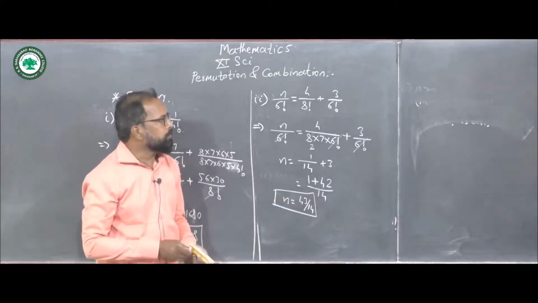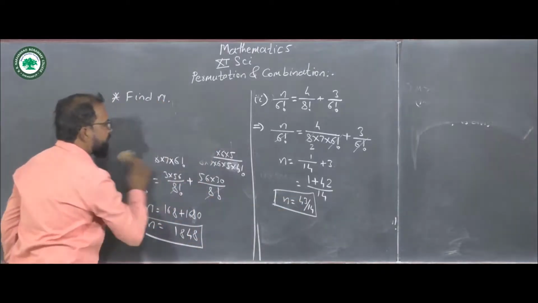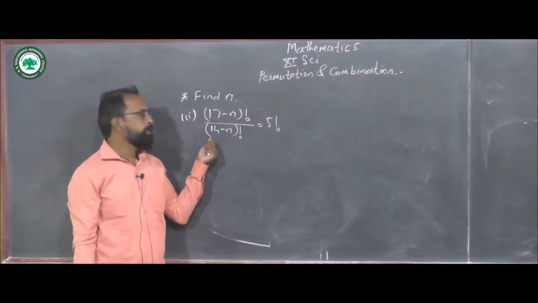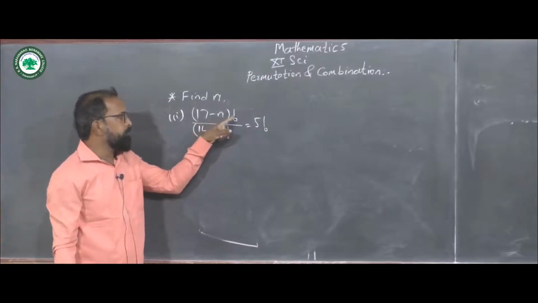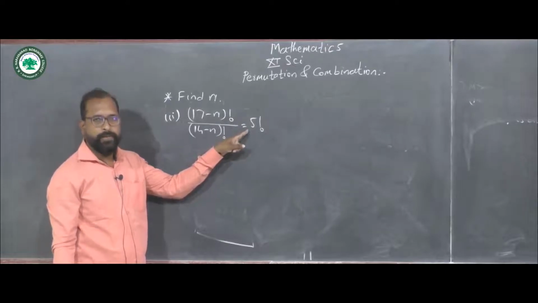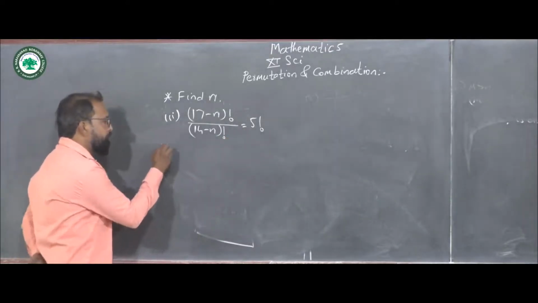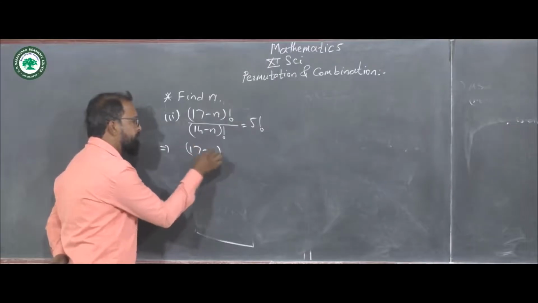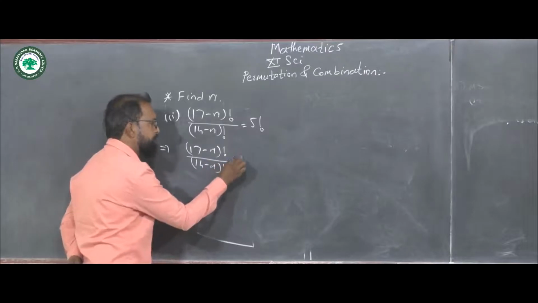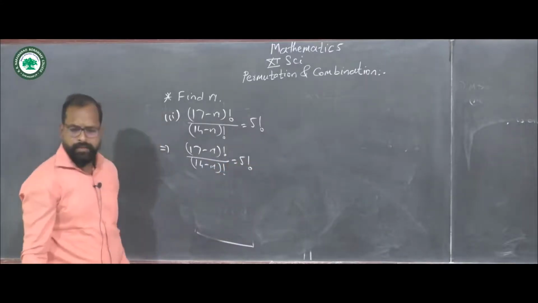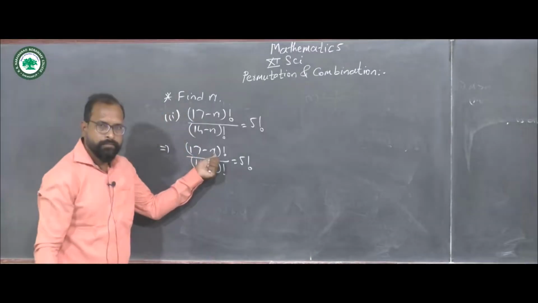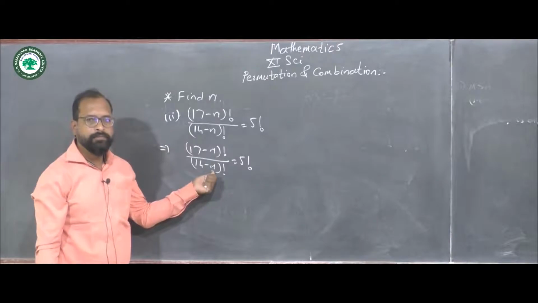Now we consider more examples. Example number 3: the next example is 17 minus n factorial upon 14 minus n factorial equals 5 factorial. Now in this, there are two terms in the LHS, that is 17 minus n and 14 minus n.